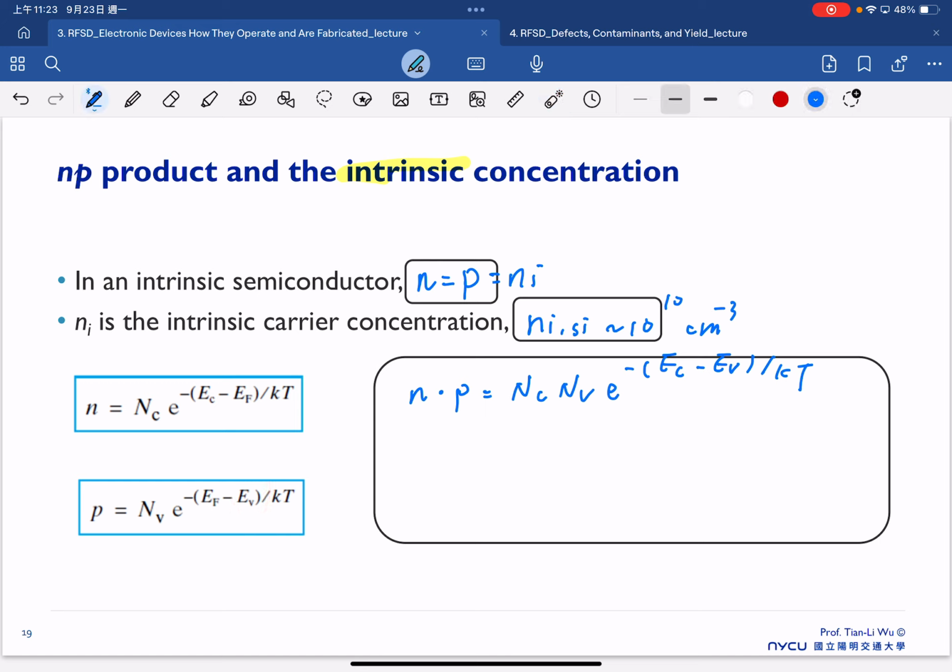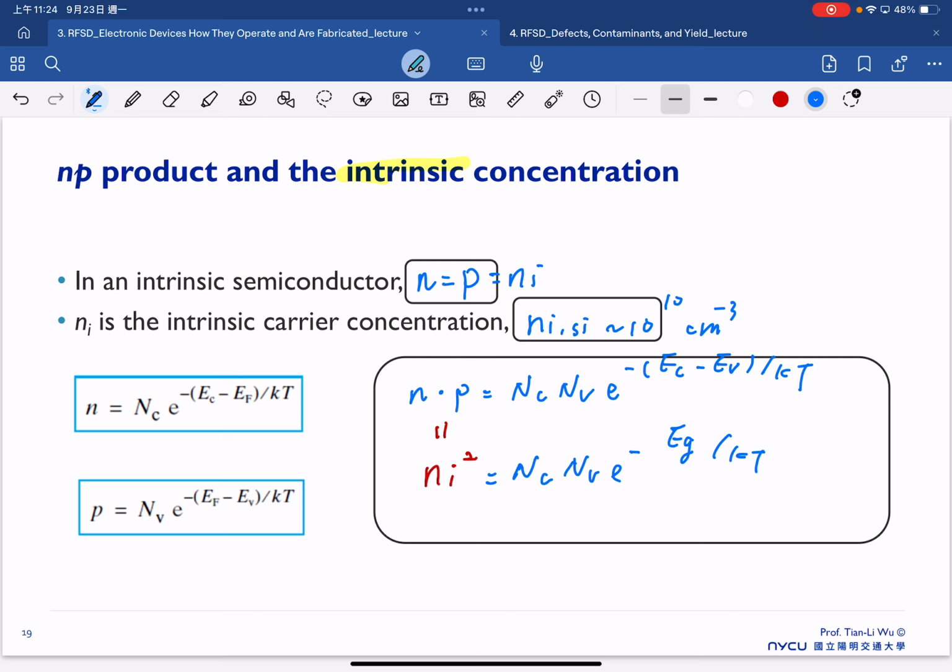And also because N is equal to P, N times P is equal to Ni squared here, still equal to NC NV exponential. But now because EC minus EV is also equal to the band gap, that's equal to Eg over KT here.